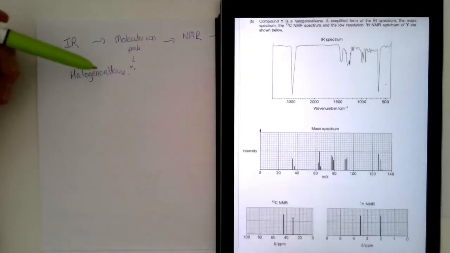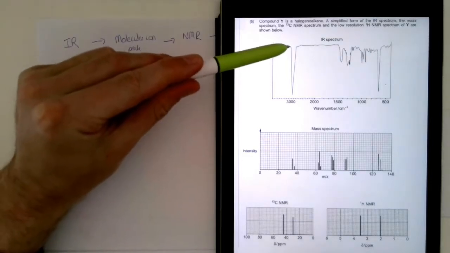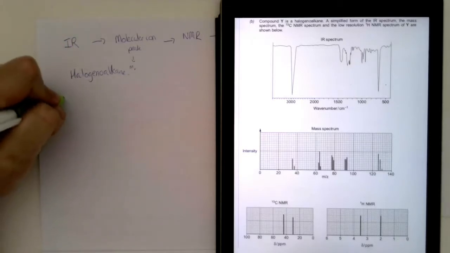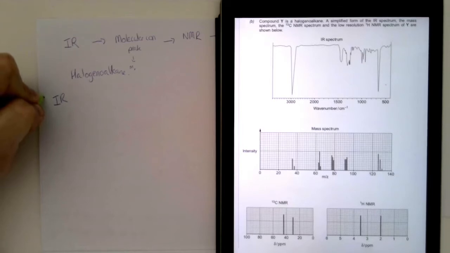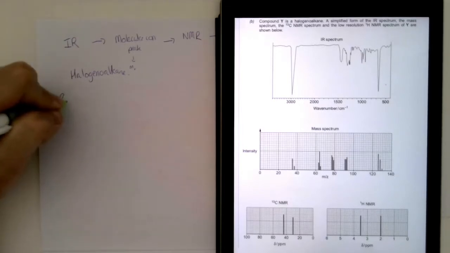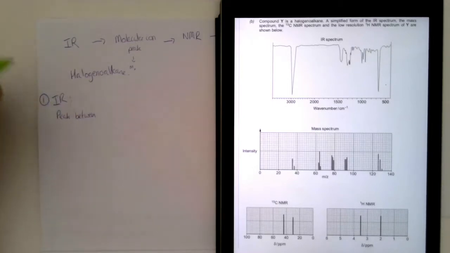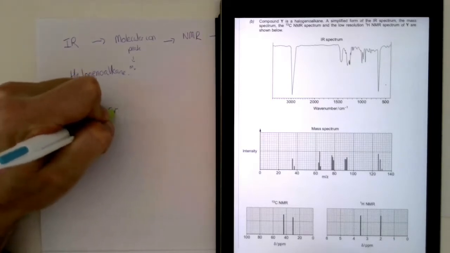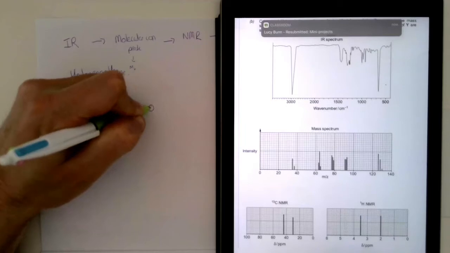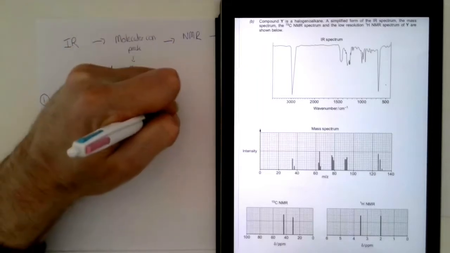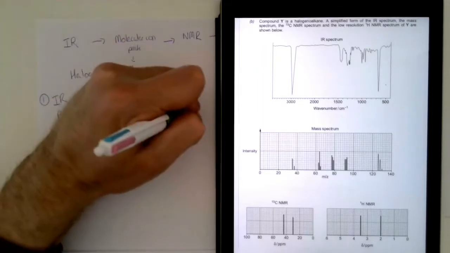So I know it's a halogenoalkane. I know if I look in the data booklet that this peak here is going to be caused by a CH bond. So if I set it out this way, I'd start talking about infrared, and I'd say a peak between, what is it officially in the data booklet, 2,800 and 3,100 centimeters to the -1 is a CH peak, so caused by CH bonds.